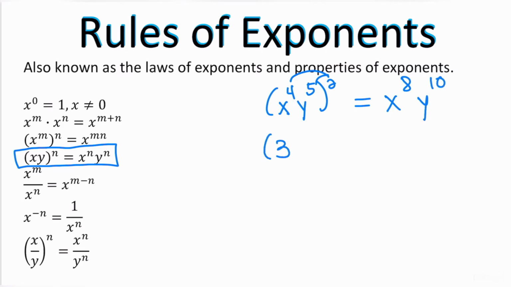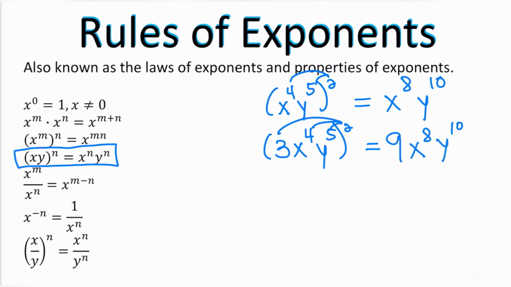Be careful, however, when you have a number inside of the parentheses, because when you distribute that power, it doesn't mean 3 times 2, it means 3 squared, which is 9. So 9x to the 8th, y to the 10th. So be very careful when you have that number in front.